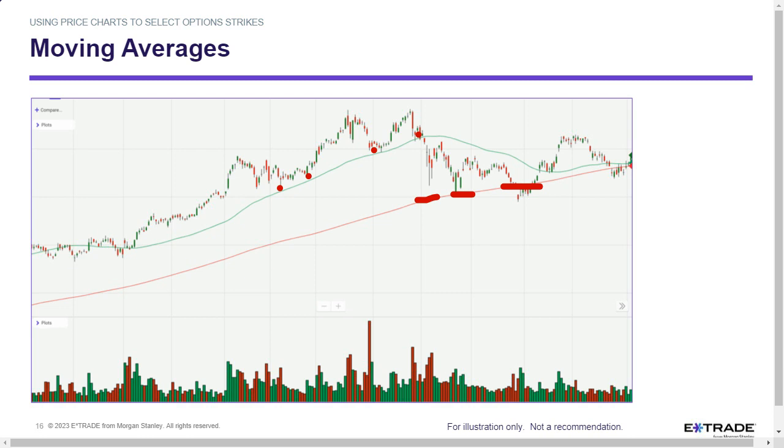I have two moving averages. In fact, the moving averages that you see on this chart are the ones that I typically start with. The green line, this line up here, is the 50-day moving average. The red line down here is the 200-day moving average.